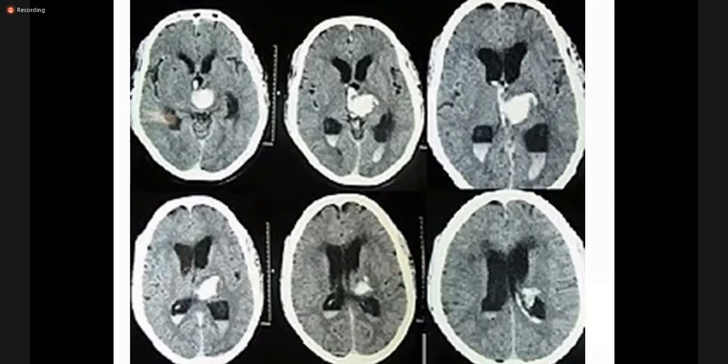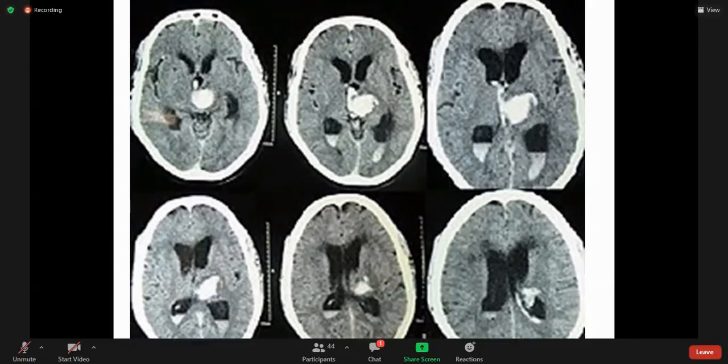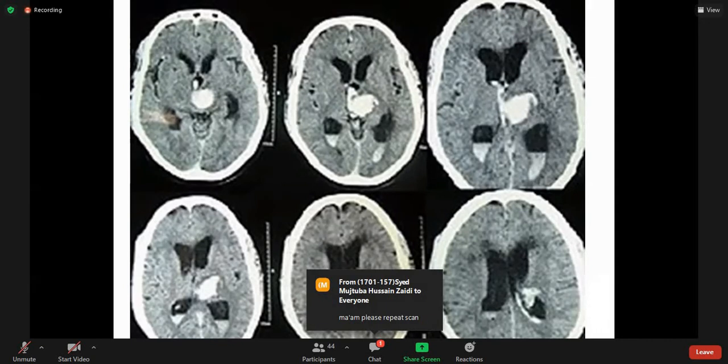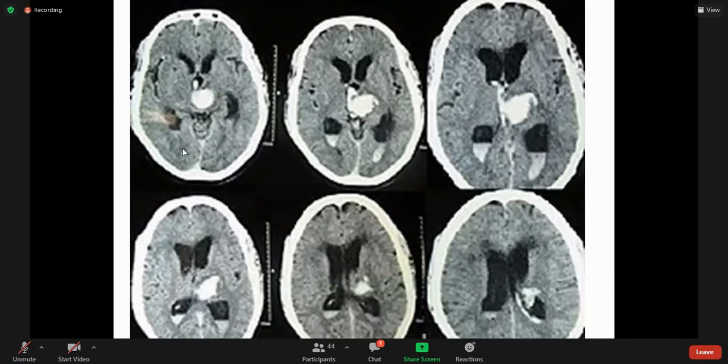Okay, so should we move towards the management? You all people understand what is hydrocephalus, what is CSF, how hydrocephalus presents. Repeat scan. Beta, in these scans, actually, it's my mistake. I should put first a normal scan, then show you the abnormal scans.